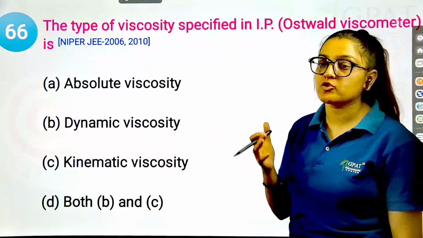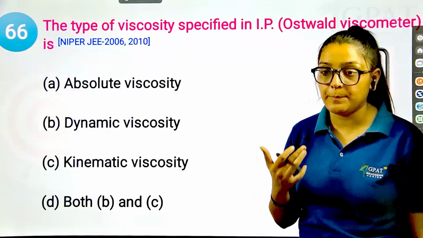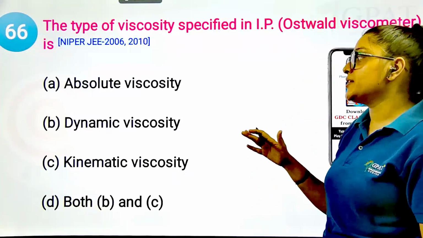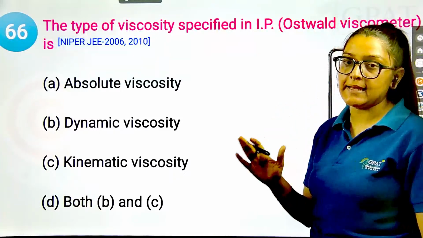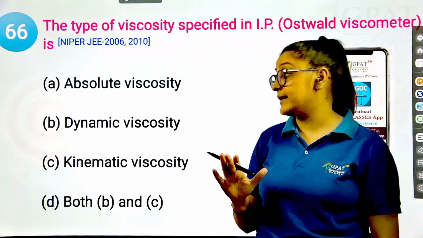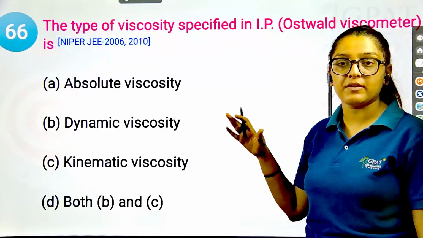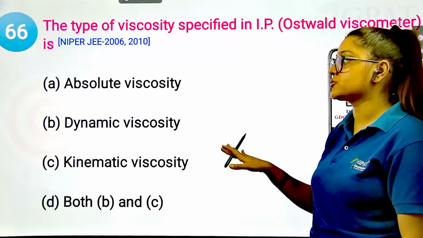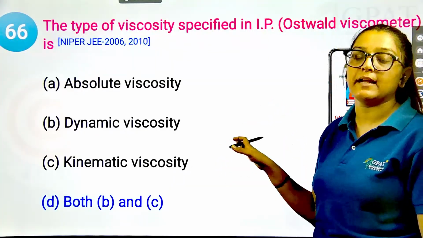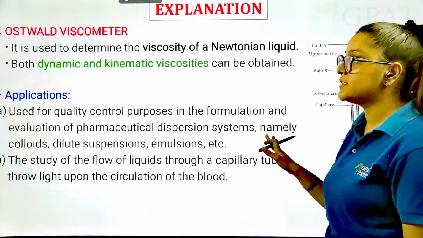The type of viscosity specified in IP, Oswald viscometer. Generally, both dynamic and kinematic viscosity are considered, because previously we were seeing the formula for the kinematic viscosity also. It involves the dynamic also, right? So the correct answer is both.